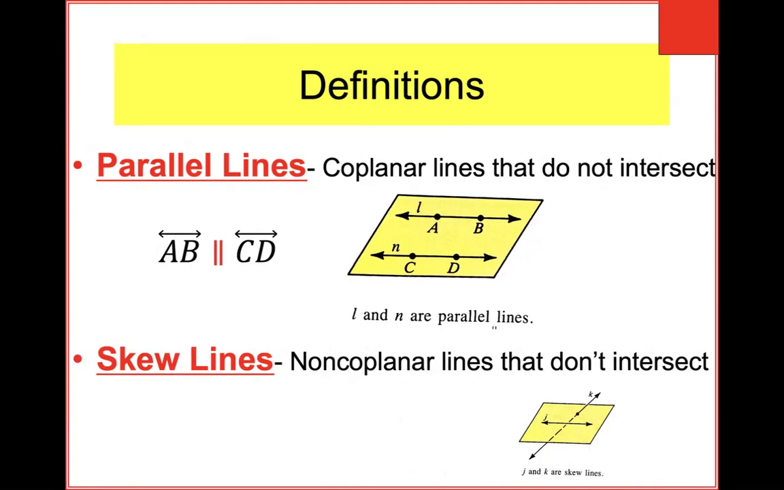So we wouldn't say those two lines are parallel. We would say those two lines are skew. But in order to be skew, you must be non-coplanar. So if you don't intersect and you are coplanar, you are parallel. If you don't intersect and you are non-coplanar, then you are called skew lines.